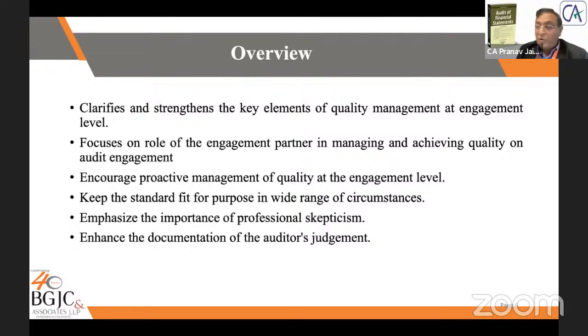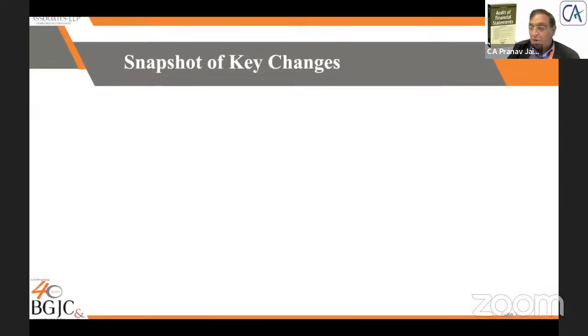There is an increased focus on documentation of auditors' judgments. So during the course of an audit, we all make various judgments. Now the standard requires them to be documented more robustly. It was unsaid that anything you do in an audit has to be documented, but now they have clarified that the auditor's judgment also needs to be documented adequately.